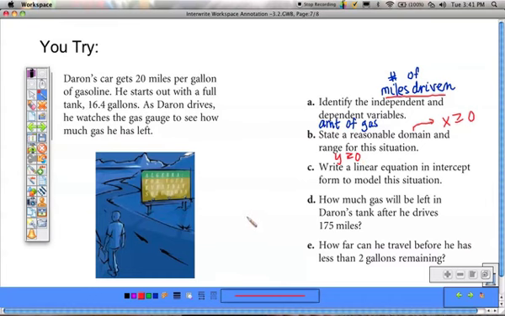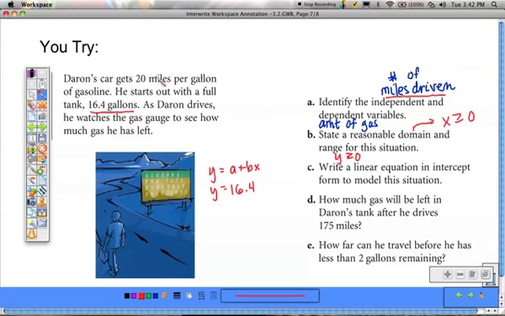C, write a linear equation in intercept form to model this situation. So y equals a plus bx. So we're thinking starting value and rate of change. All right, so he starts with 16.4 gallons in his gas tank. And we have to figure out his rate of change. He gets 20 miles per gallon.